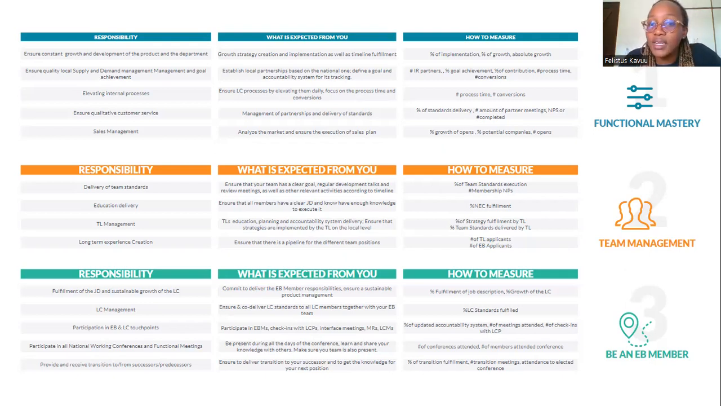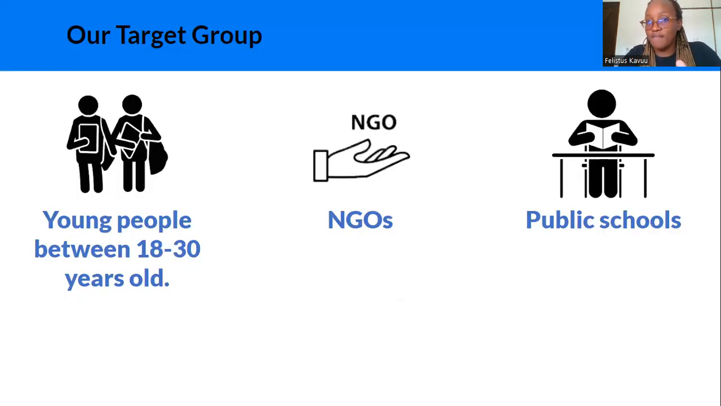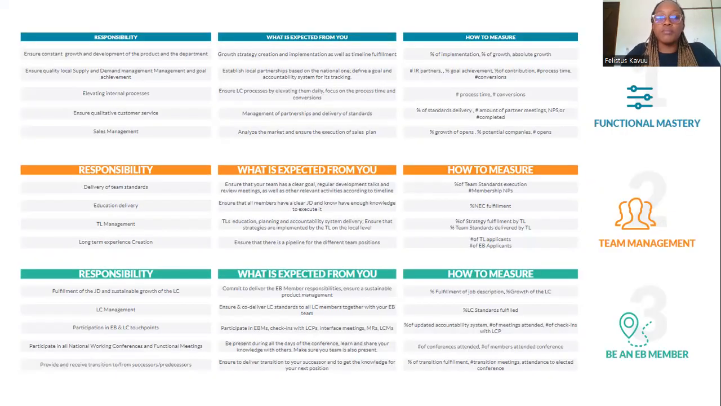The other is sales management, percentage growth of opens, like the number of applicants we're getting, potential companies gotten, and the number of opens. Like this is the number of slots, basically the number of opportunities you started, therefore the number of open slots that you have. And make sure you go through the rest in terms of team management and being an EB member. I was just focusing on the functional part.